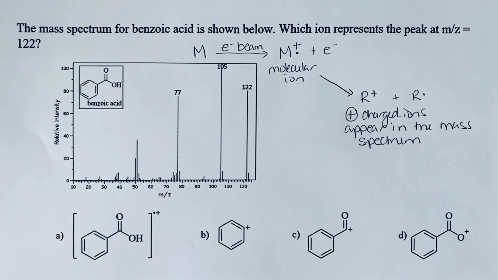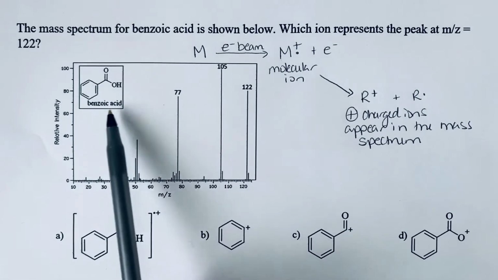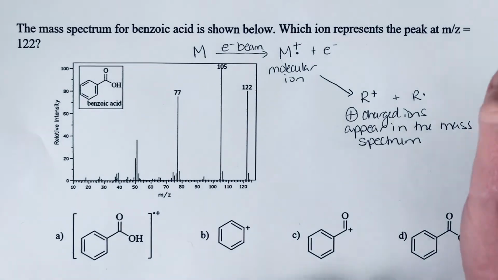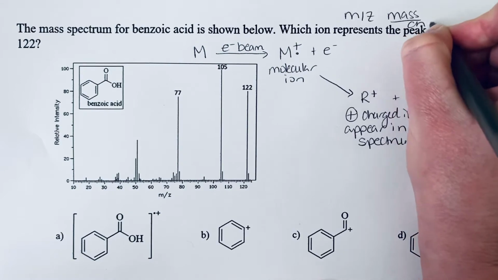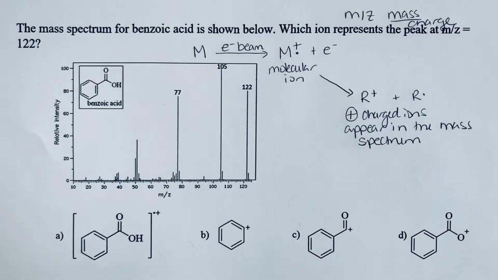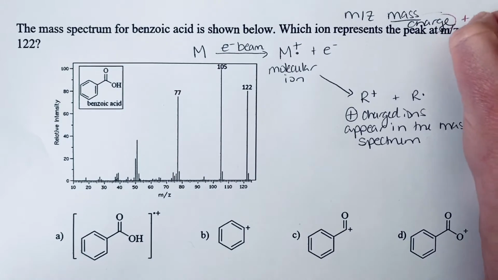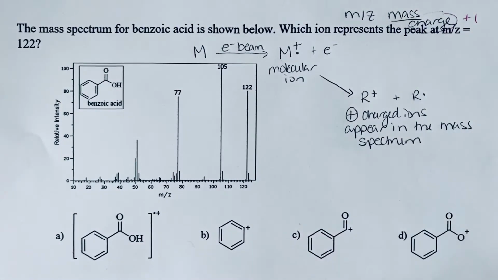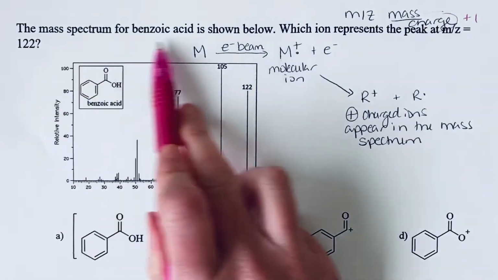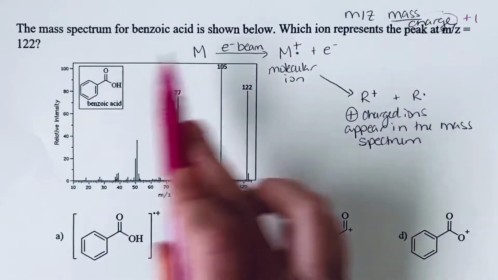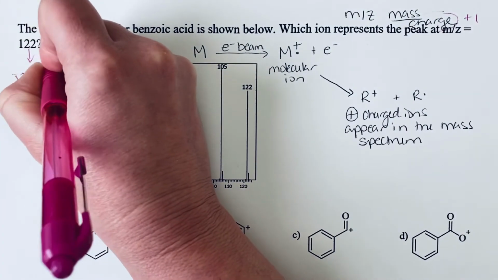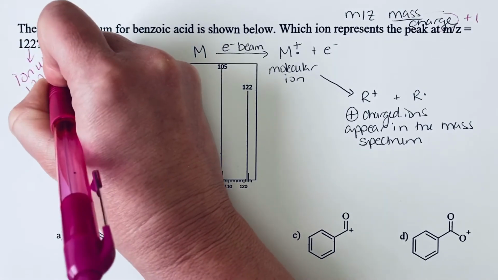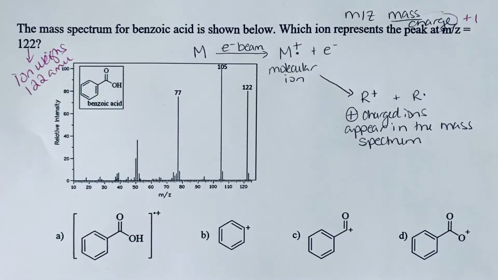One really good approach is to start with the weight of your molecular ion, because m/z stands for mass to charge. Since the charge that we're looking at is always +1, these numerical values are the mass of those ions. So we're being asked what ion represents the peak at an m/z value of 122. That means your ion weighs 122 atomic mass units.